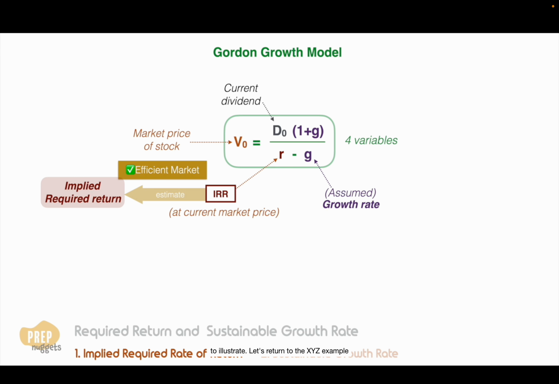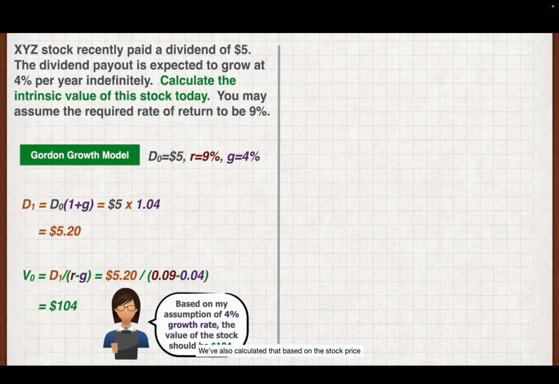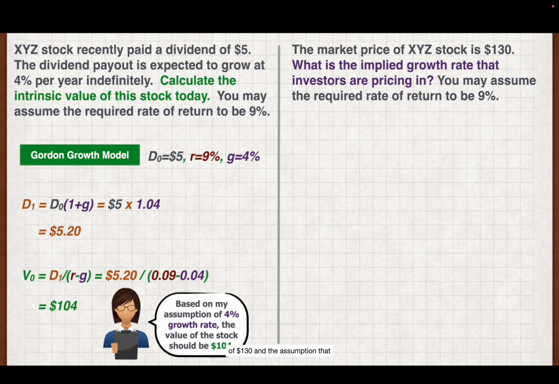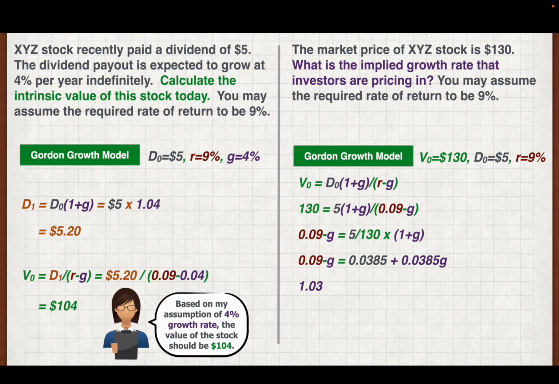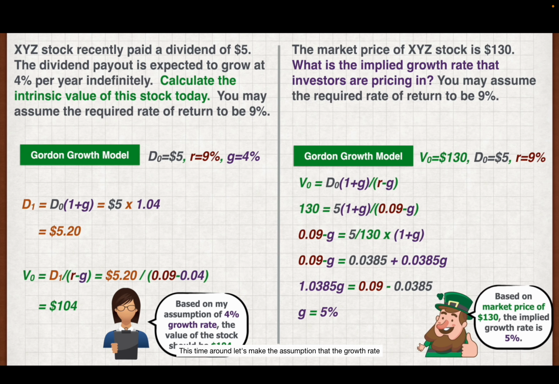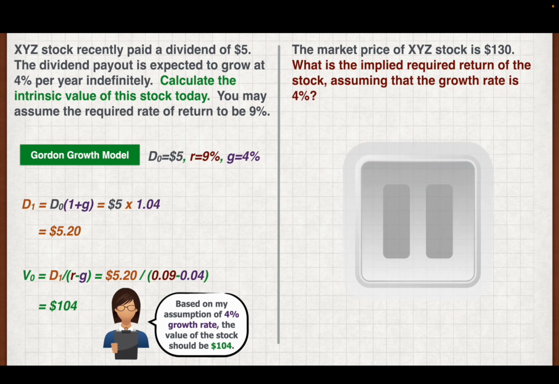To illustrate, let's return to the XYZ example that we've worked on in the lesson on the Gordon growth model. Based on the analyst's assumptions, the intrinsic value of XYZ stock is $104. We've also calculated that based on the stock price of $130 and the assumption that the required return is 9%, the implied growth rate is 5%. This time around, let's make the assumption that the growth rate is 4% and use that to calculate the implied required return. Pause the video now and work out your answer.